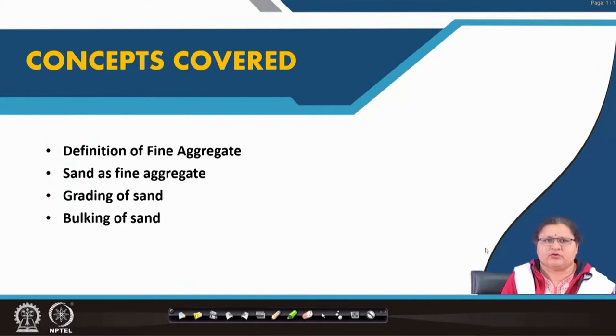So, first we will go to the definition of fine aggregate and why sand, then sand as a fine aggregate, and the grading of sand and bulking of sand. With these four, we will try to cover the phenomena and the purpose of this particular ingredient in concrete. So, let us proceed.